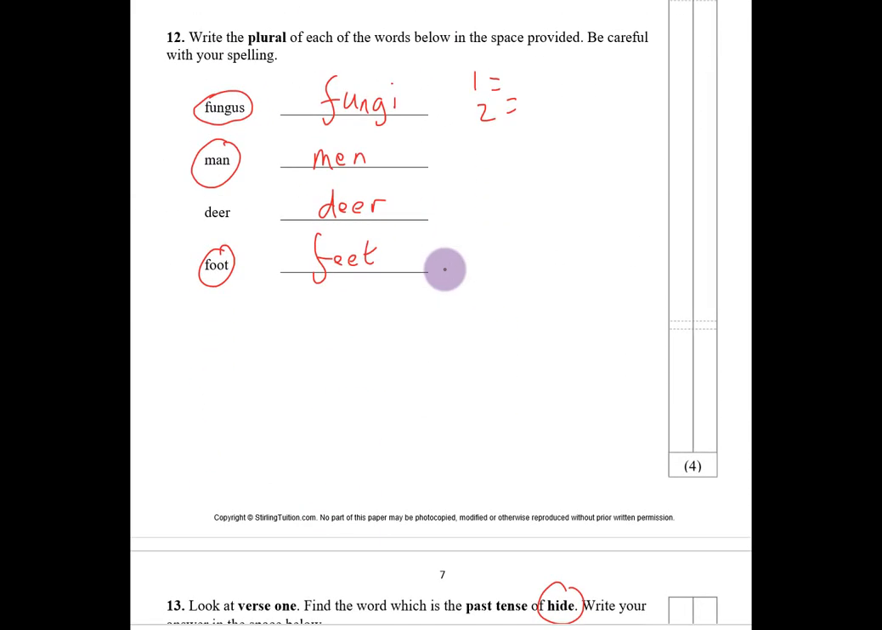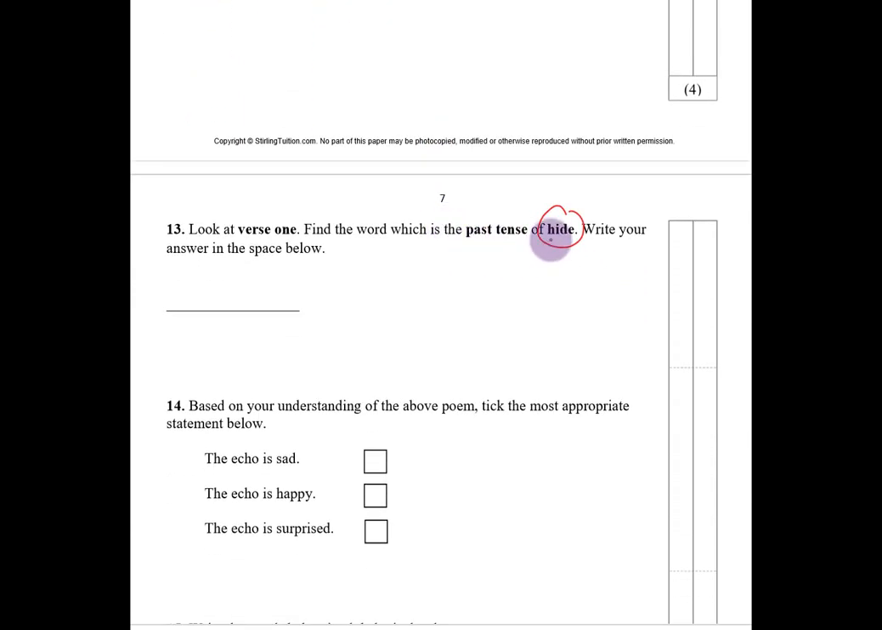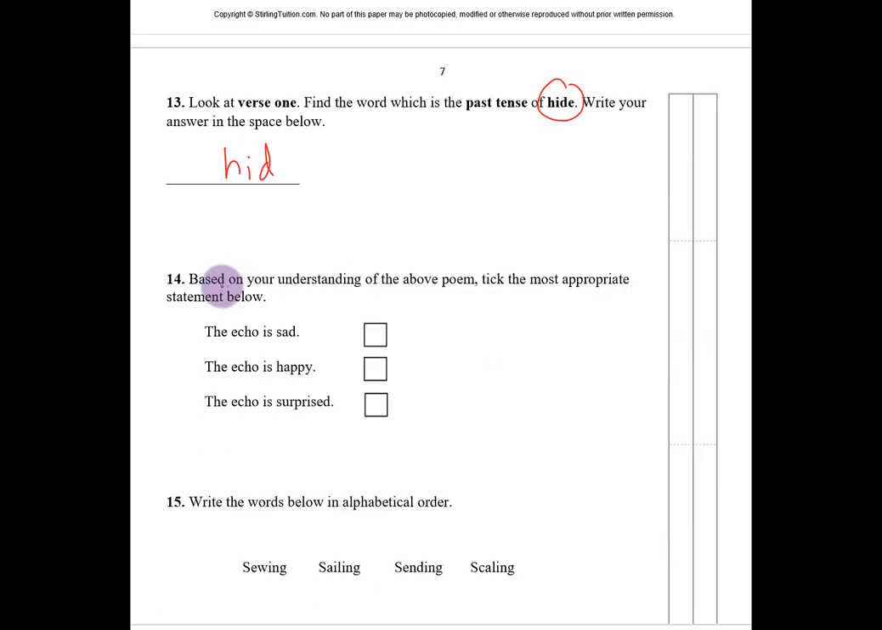Whenever I'm doing singular plural, I say 1 fungus, 2 fungi. And with past and present tense, I'll say today I hide, yesterday I hid, and it gives you a little bit of an indication of what the past tense will be. Number 14. Based on your understanding of the above poem, tick the most appropriate statement. The echo is sad, happy, or surprised.